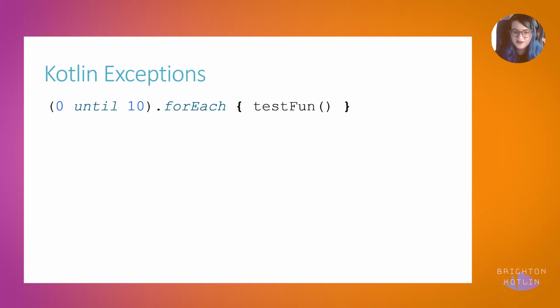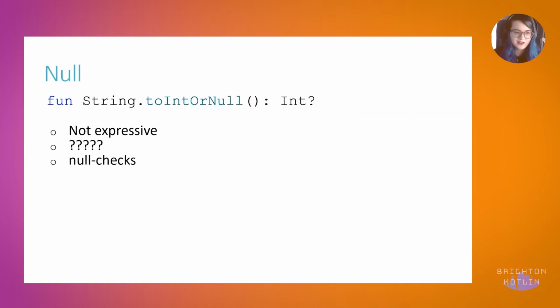But the problem here is we want to know about possible errors and error flows, and we want to show them. So let's take a look at the standard library. How do they handle those cases?